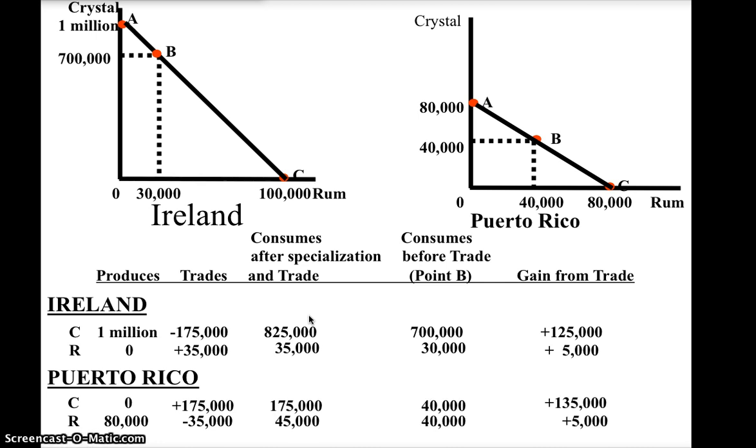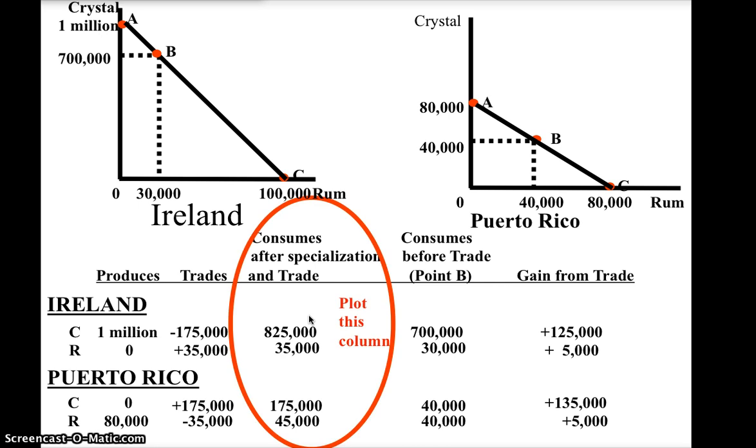So let's look at it graphically because I think that's the easiest way to say it. If you plot this column on the graph, you can see that there it is. They've expanded their PP curve to 35,000 and 825,000, whereas Puerto Rico has expanded their consumption of rum by 5,000 because they only had to trade 35,000, but they got 175,000 bottles of Cristal, off the charts. So their PP curve is now significantly higher.